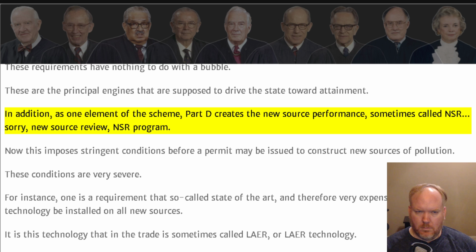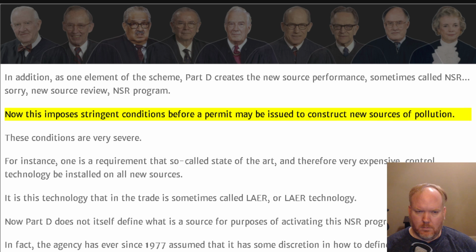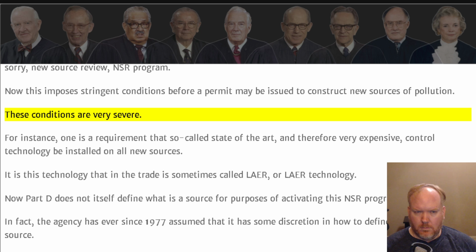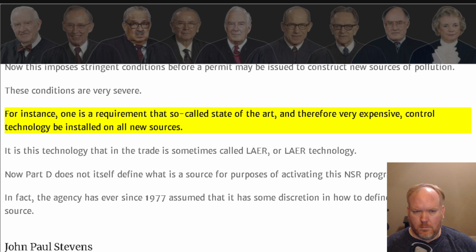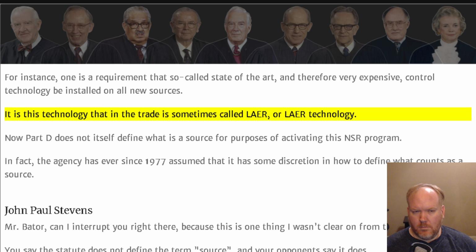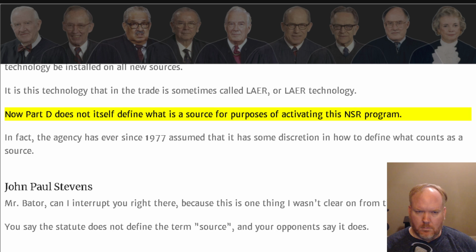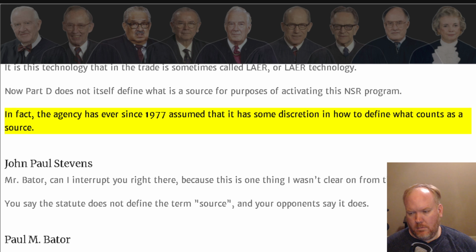In addition, as one element of the scheme, Part D creates the New Source Performance, sometimes called New Source Review, NSR program. Now, this imposes stringent conditions before a permit may be issued to construct new sources of pollution. These conditions are very severe. For instance, one is a requirement that so-called state-of-the-art and therefore very expensive control technology be installed on all new sources. It is this technology that in the trade is sometimes called LAER, or layer technology. Now, Part D does not itself define what is a source for purposes of activating this NSR program. And in fact, the agency has ever since 1977 assumed that it has some discretion in how to define what counts as a source.